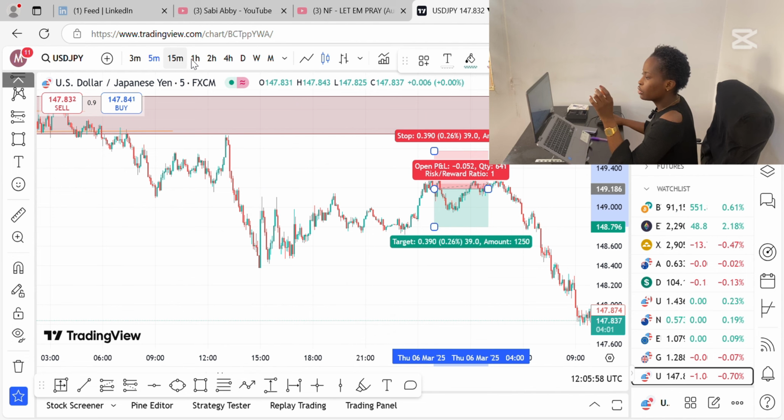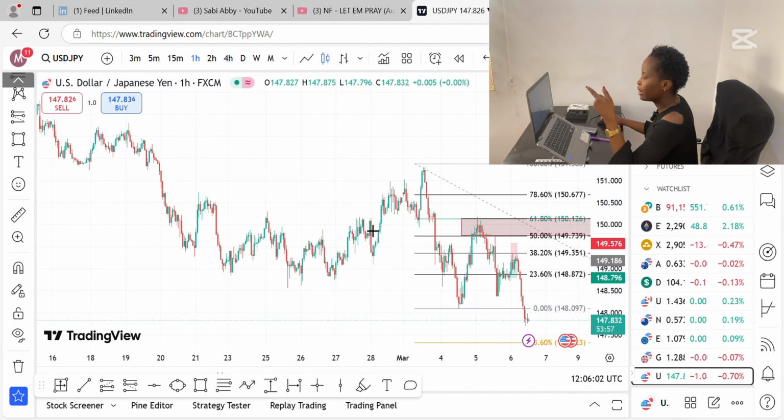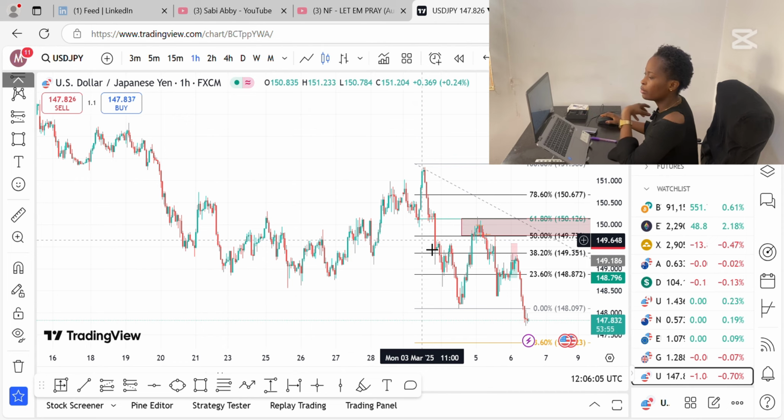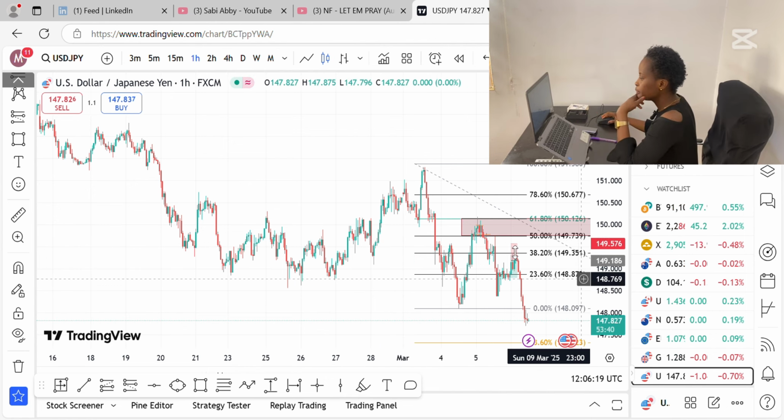A quick 1:1 on this trade, and the reason why that was a 1:1 was because of where my stop loss was. So over time, I'm going to show you how to use the Forex tool to be able to calculate your stop losses and take profits, so that even if you have a particular dollar figure as your daily loss limit, you still do not exceed it, even if your stop loss is like 100 pips.